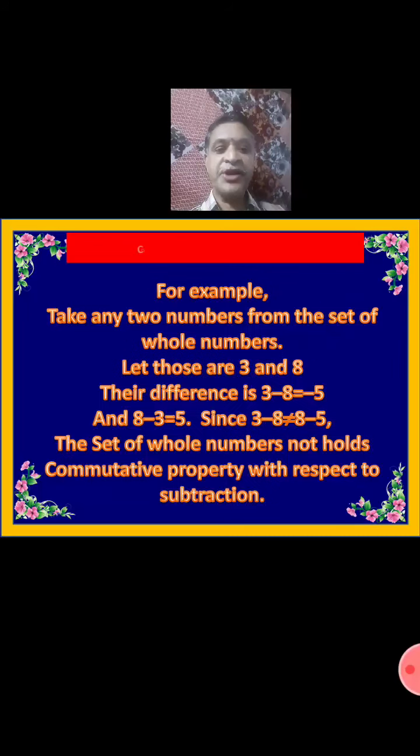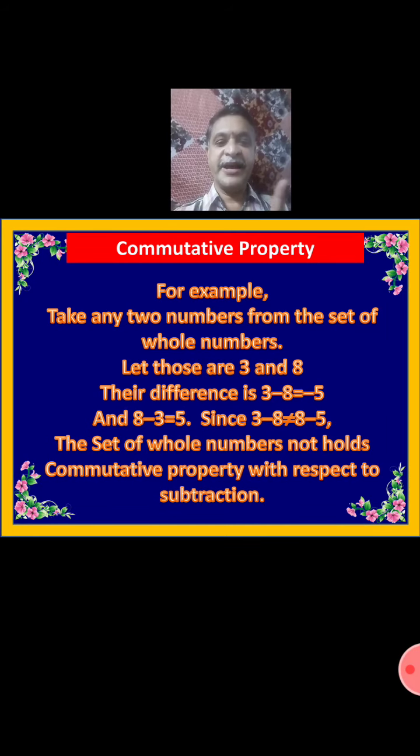For example, take two numbers 3 and 8. Suppose the difference 3 minus 8 is equal to minus 5. Just reverse these numbers, 8 minus 3 is equal to 5. That is minus 5, this is plus 5. Both are not equal. So we say that 3 minus 8 is not equal to 8 minus 3. So the set of whole numbers does not hold commutative property with respect to subtraction.